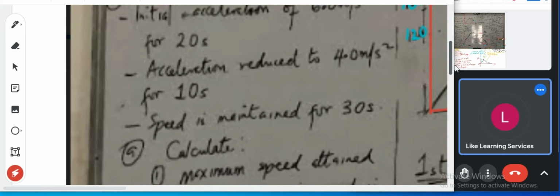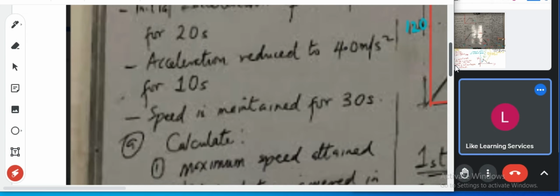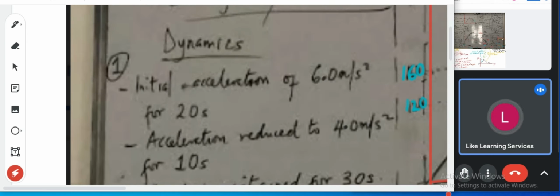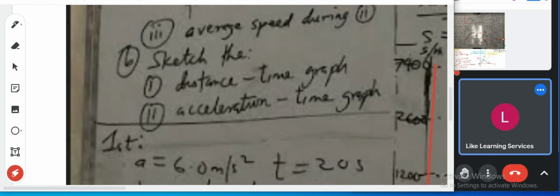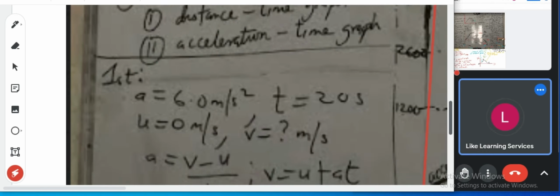All right. So to go about that, it started from rest with this initial acceleration. So u is what? u is 0. I think we're even asked to sketch the distance time graph and the acceleration time graph. So it started from rest. The acceleration is 6.0 meters per second squared. It's similar to the things we did earlier. Time is 20 seconds. u is 0. v is what we don't know.